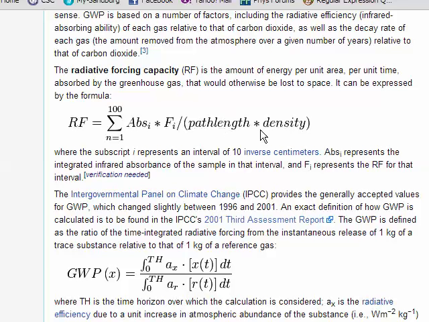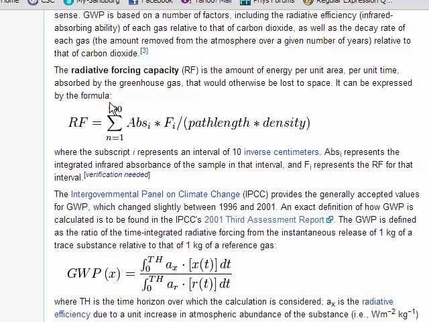Path length, I can speculate what that might mean. It's perhaps the distance that a particle will go before it runs into another particle, maybe a mean path length. Density would be probably, well, the density of what? That would be an important question to answer. The density of the atmosphere, or is it the density of that particular greenhouse gas. ABS is the infrared absorbance of the sample in that interval.